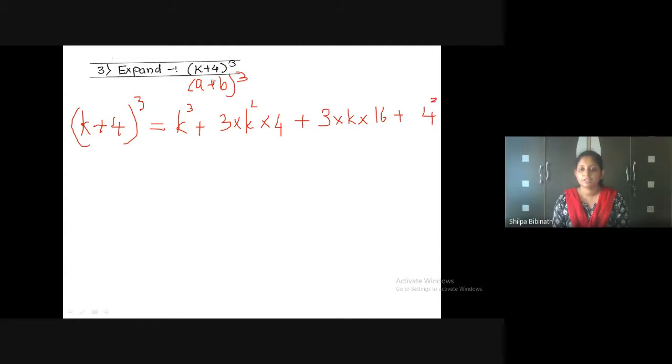Now solve it further. Here it will be k cube plus 4 threes are 12 k square plus 16 threes are 48 k plus what is 4 cube? 4 multiplied 3 times. It will be 64. So this will be your final answer.